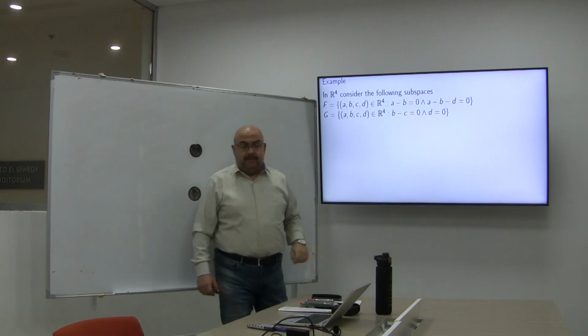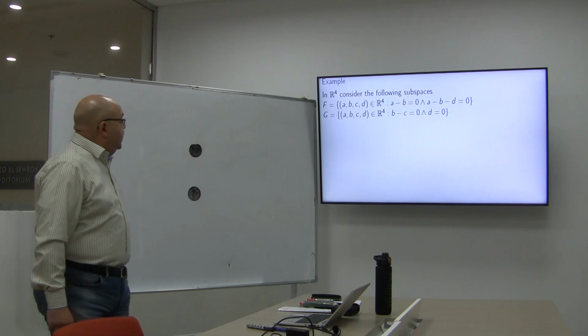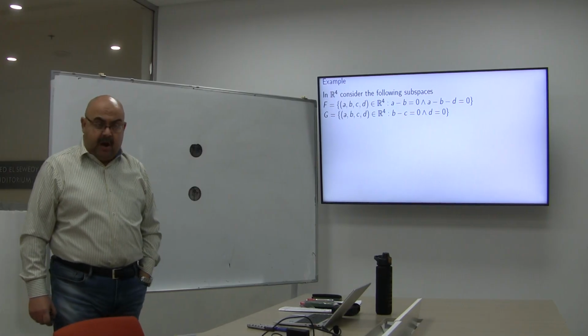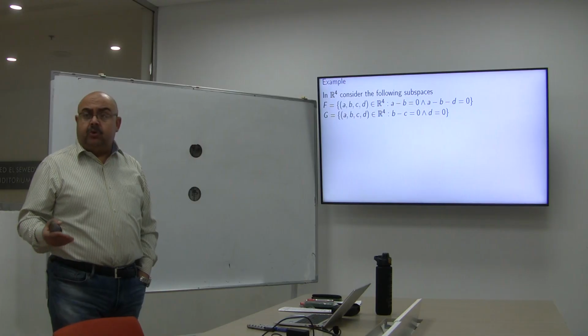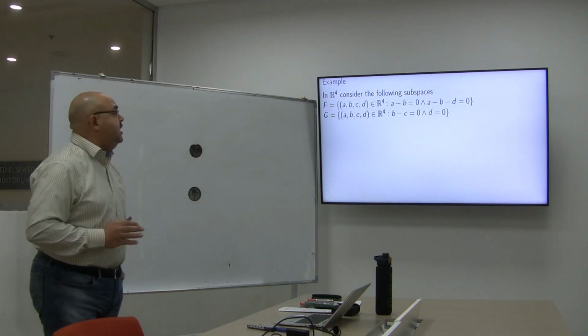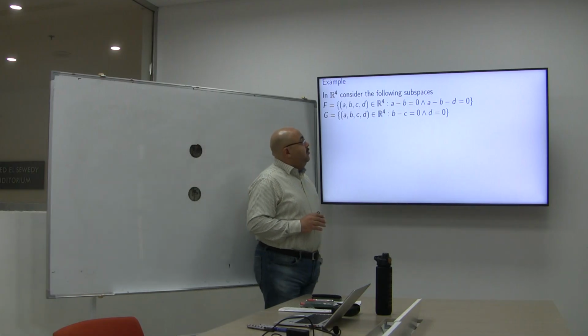Let's do this problem. If you look at this problem, you will find F represents a subvector space of R4, and of course, since it's in R4, it will have 4 components, A, B, C, and D, with the following remarks.